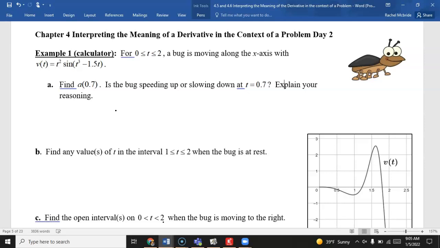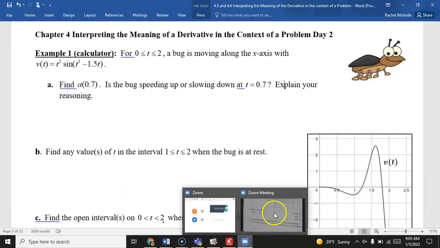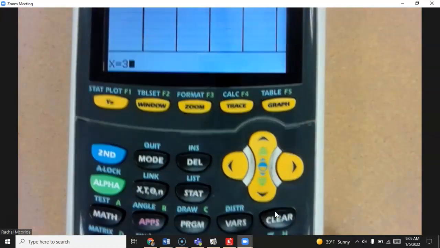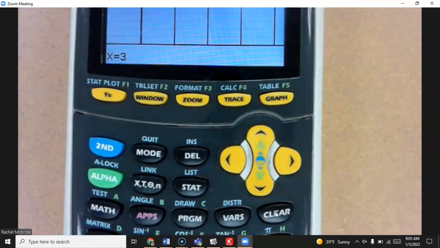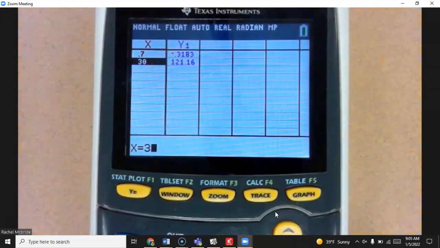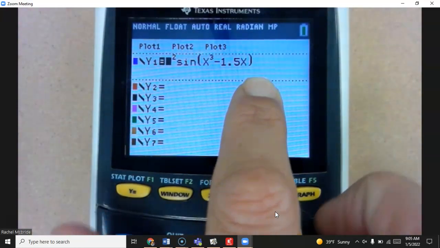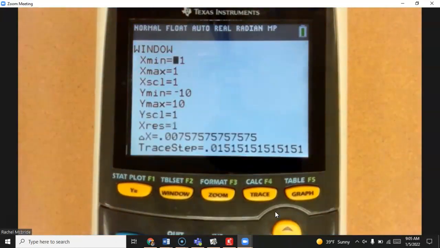Are we okay with that? Part B, find any values of t in the interval 1 to 2 when the bug is at rest. So now if I only want to look at the interval from 1 to 2, what I'm doing on my calculator is limiting my x from 1 to 2. So when is the particle at rest? When velocity is 0. Good. So my y equals is the velocity graph. So what I want to do is change my window so that my x min is 1 and my x max is 2.